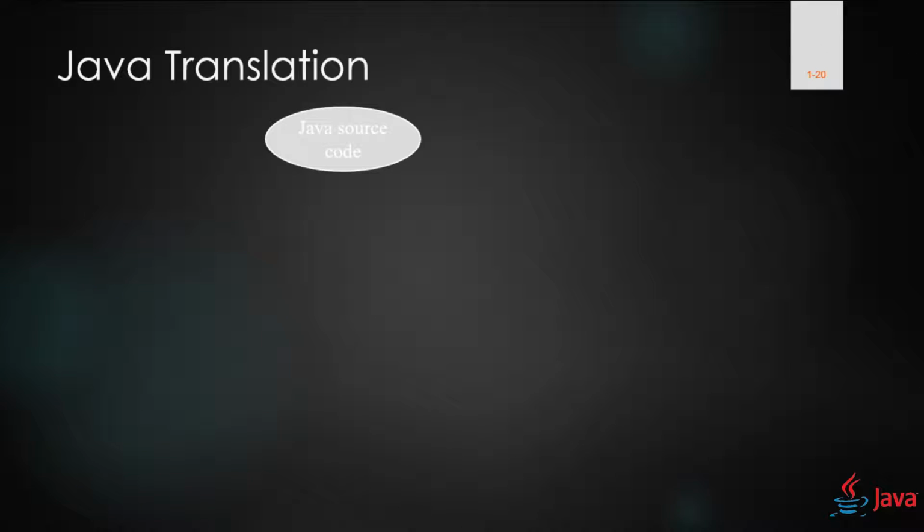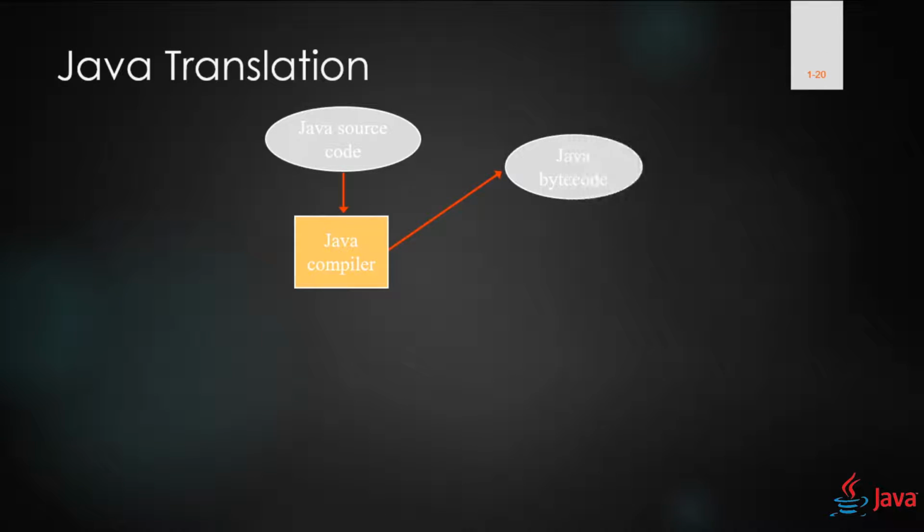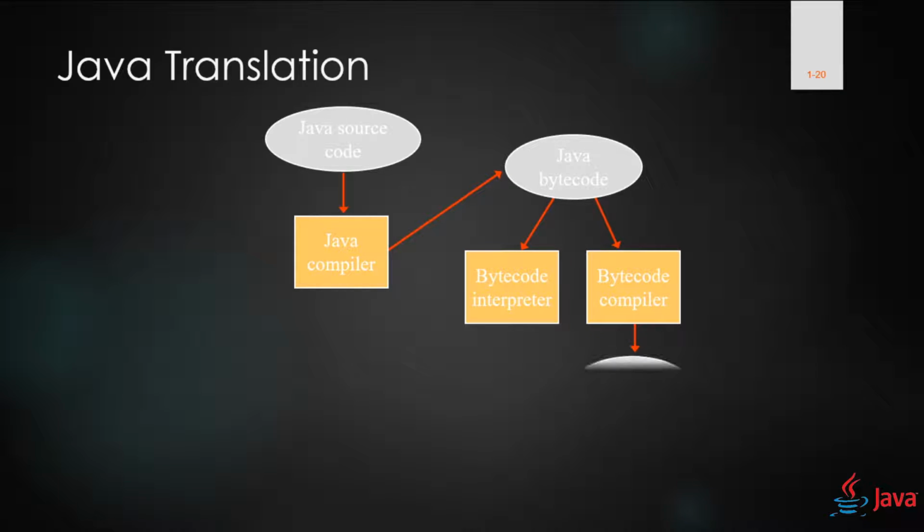This next image actually describes what I just said. In the image we can see Java source code is being converted to Java bytecode by the Java compiler, and the Java bytecode is being translated into machine code by the bytecode interpreter and bytecode compiler.